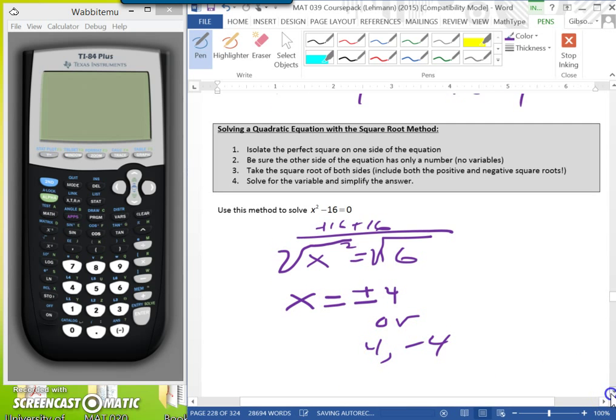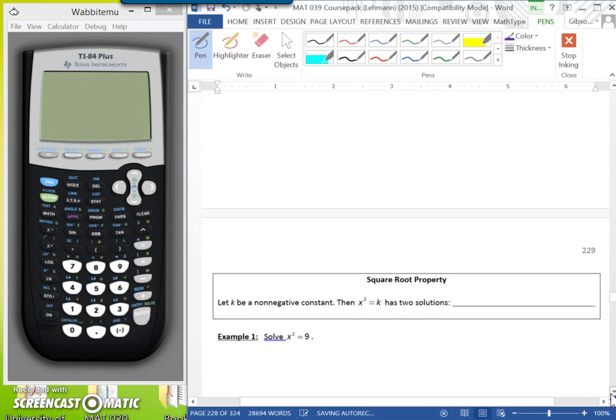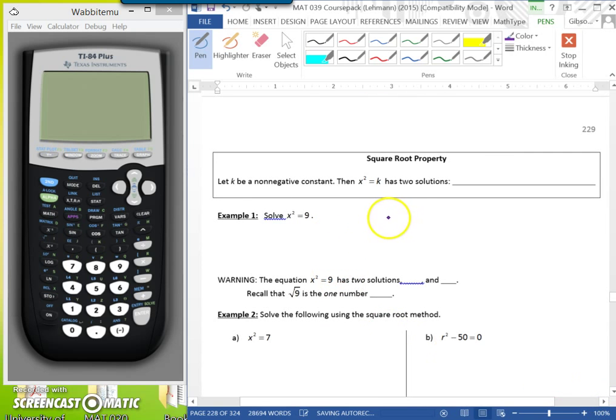Okay, now we move on to the next page. It says the square root property. Let k be a non-negative constant. Then x squared equals k has two solutions: positive and negative square root of k.